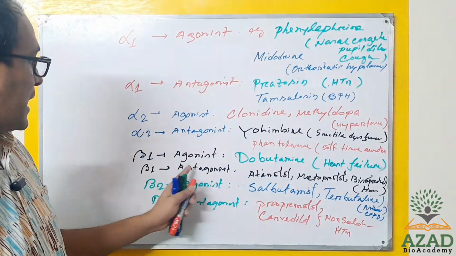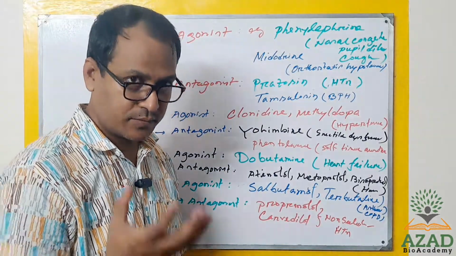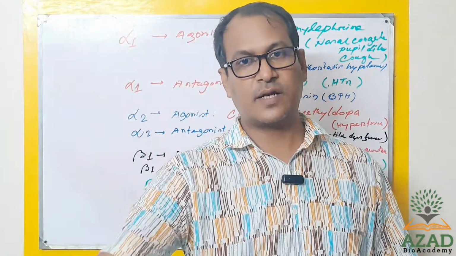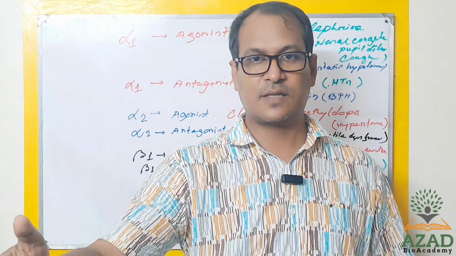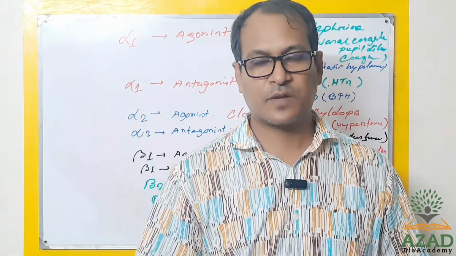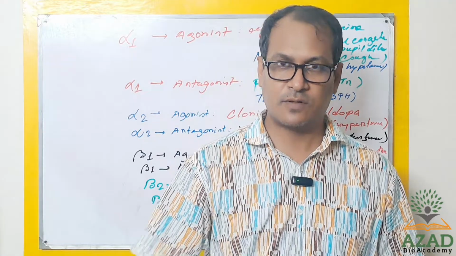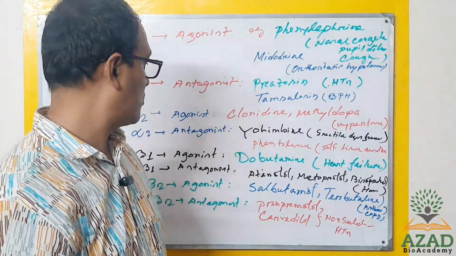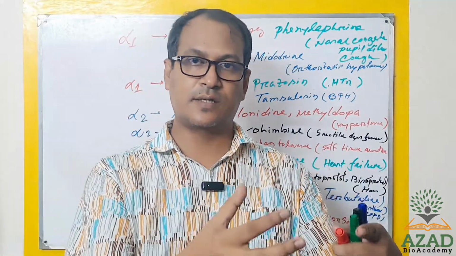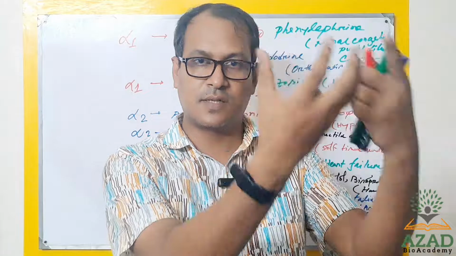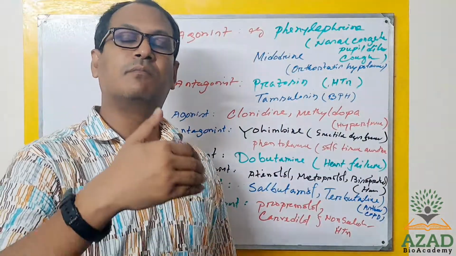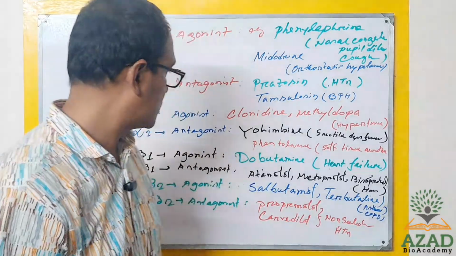Now beta 1 antagonist. So already I said beta 1 is very much rich in your heart, also present in your kidney for renin secretion, that will activate the renin-angiotensin pathway. So that is also a factor for hypertension or your blood pressure elevation, and also in the heart. So it will increase your heart rate, increase your force of contraction, as well as your cardiac output, like that.